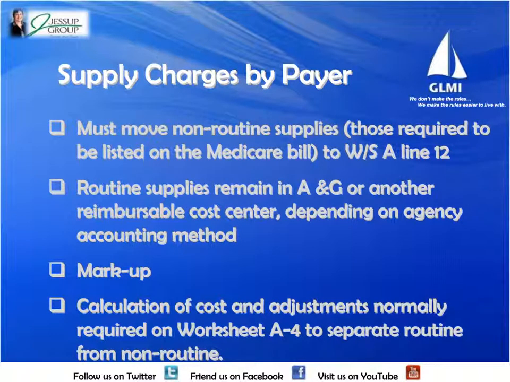Then we also need supply charges by payer. Most agencies, when they get a bill from their vendor for supplies, are really not certain if it's being used as a billable supply or a routine supply. It's recorded in two separate places on the cost report. Billable supplies have their own separate line. Routine supplies are included in administrative and general costs. So we go through this exercise that I've explained here to calculate what the cost is of your billable supplies that we have to separate on a separate reimbursable cost center line.